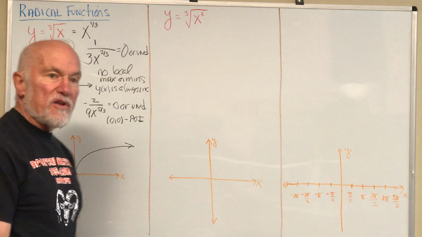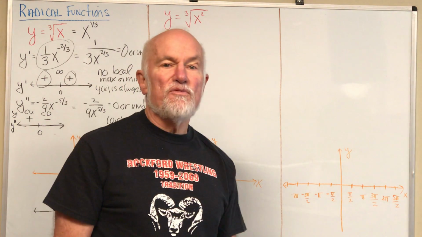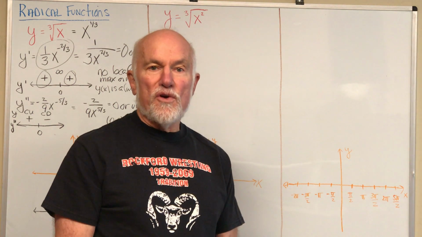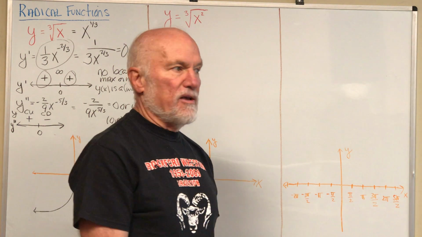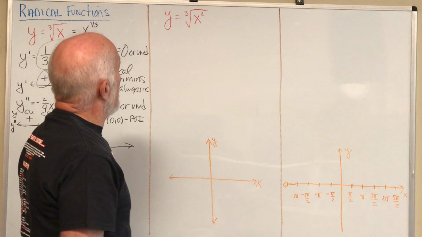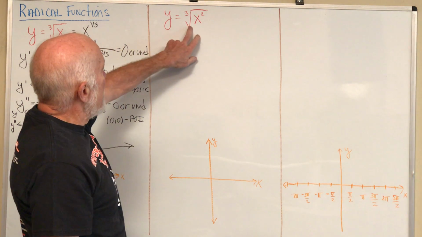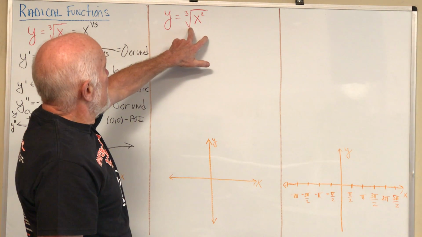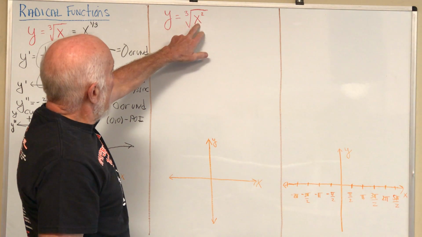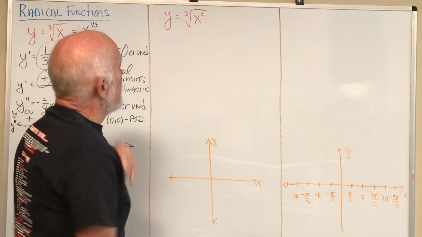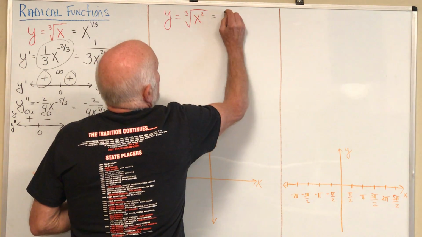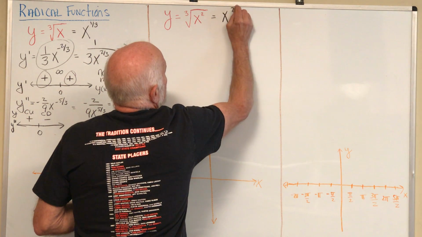Now, it may not be perfect, but that's going to be a pretty good sketch of what x to the 1/3, the cube root of x, looks like. Okay, well, let's take another radical function. This is x squared, and then you're taking the cube root of it. So this is really x to the 2/3.